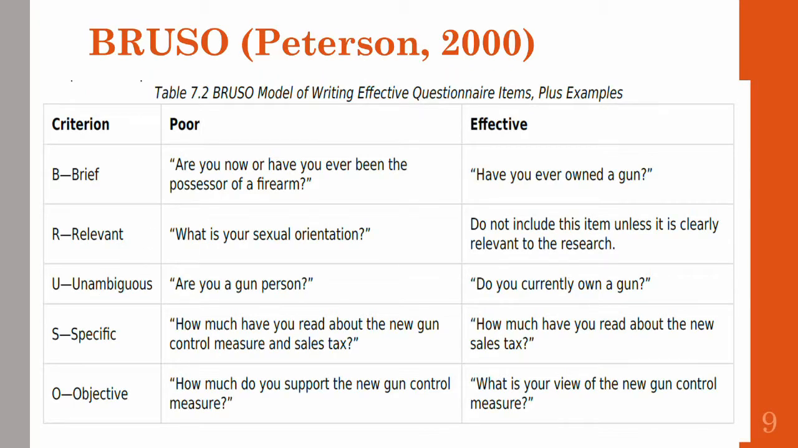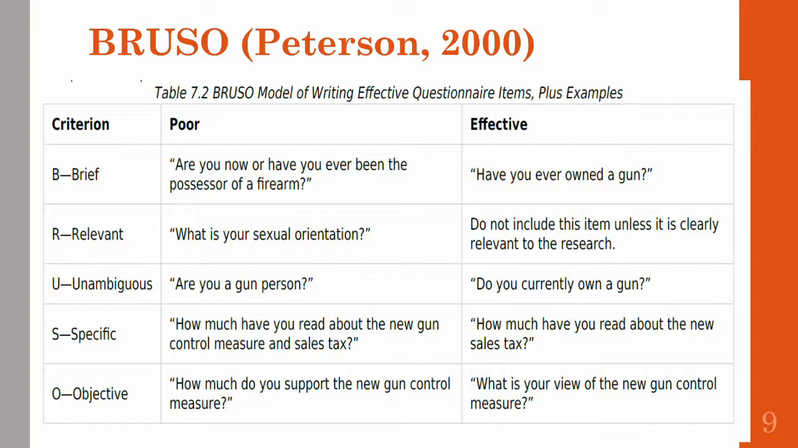All right, here is a table from the book that goes through some examples of good and bad survey questions. Are you now or have you ever been the possessor of a firearm? The question is pretty long and you could just really say, have you ever owned a gun? Short and to the point. When you're asking about guns, why is it relevant to ask about someone's sexual orientation? Unless it's relevant to your research, skip those types of questions. The question, are you a gun person? That's pretty ambiguous. What does a gun person act like? Do you have to own a certain number of guns to be a gun person? You could alternatively just say, do you currently own a gun?